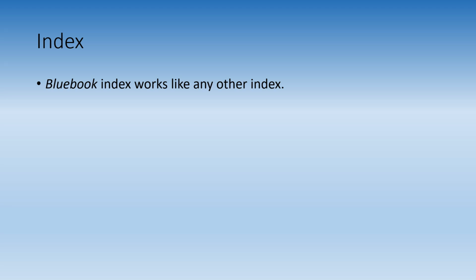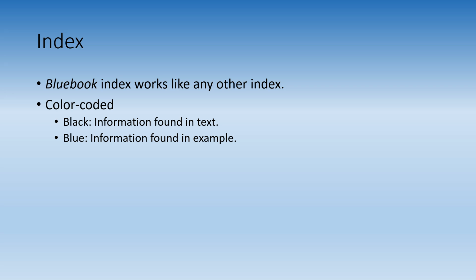The index is like any other index. It's an alphabetical listing of the topics covered. And so within the index, it is color-coded. Any reference that can be found in the text of the Blue Book will be printed in black. If the information is found in an example, that's entered in blue in the white pages. And so anytime you're not sure where to look, check the index. It'll usually direct you to where you want to go.